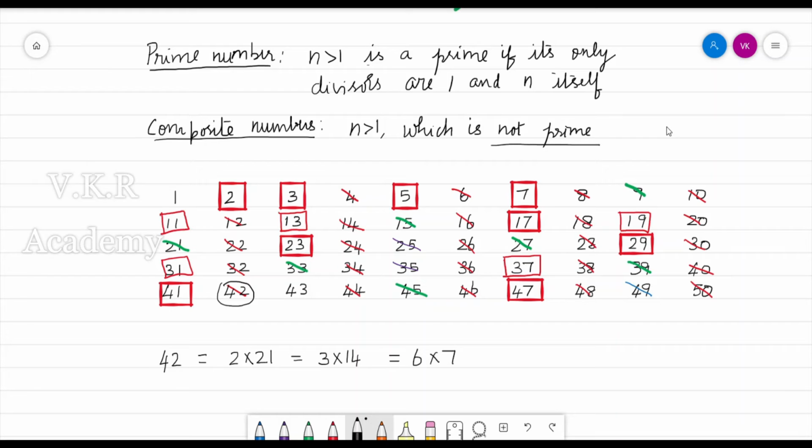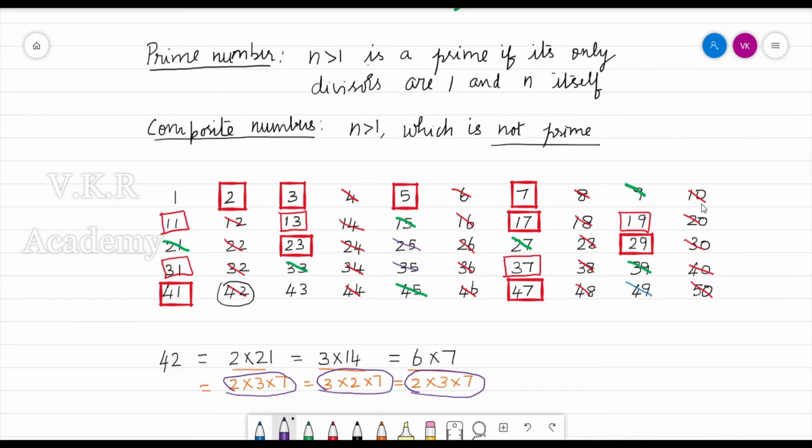Now we see there are three different representations of 42. Now let's try to express 42 as a product of primes. In each case, 2 into 21 is nothing but 2 into 3 into 7. 3 into 14 is nothing but 3 into 2 into 7. 6 is nothing but 2 into 3. If we look at these three cases where 42 is expressed as a product of prime factors, the only prime numbers involved in each case are 2, 3 and 7.